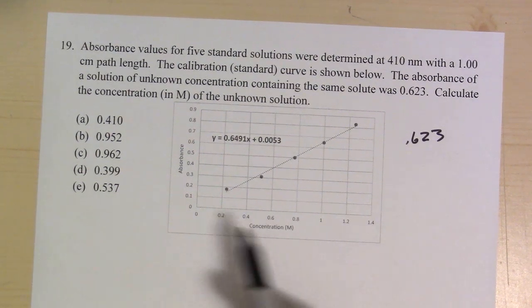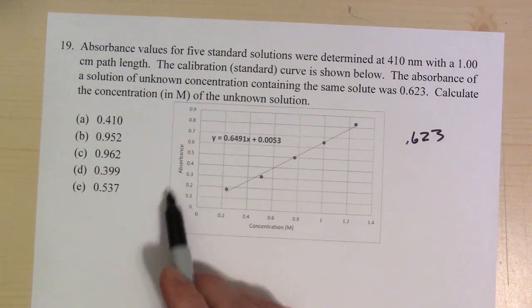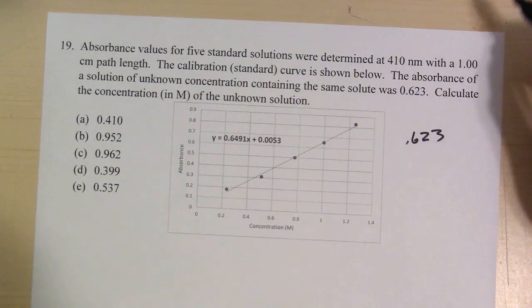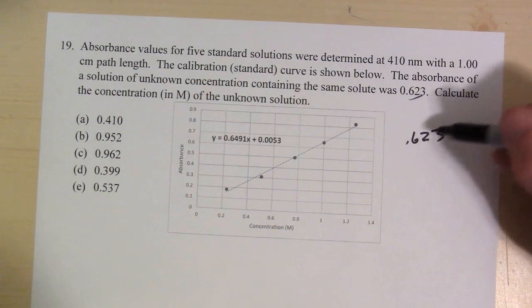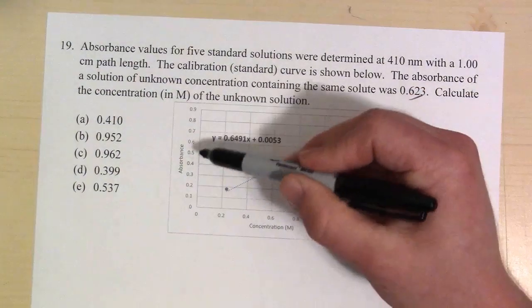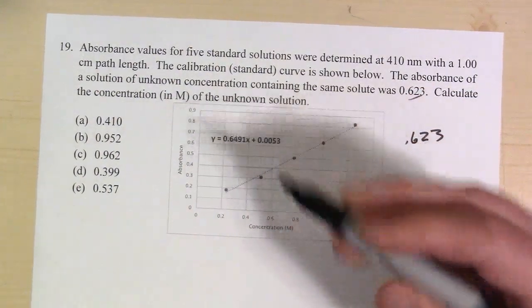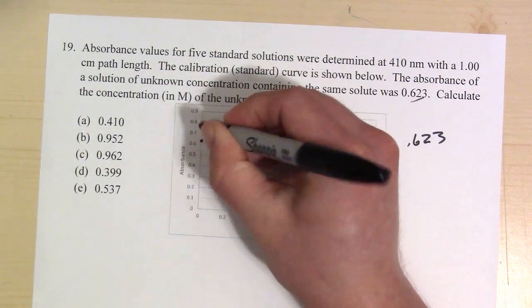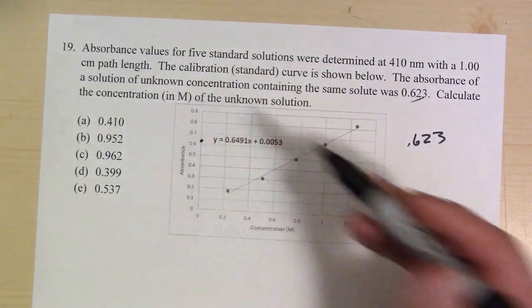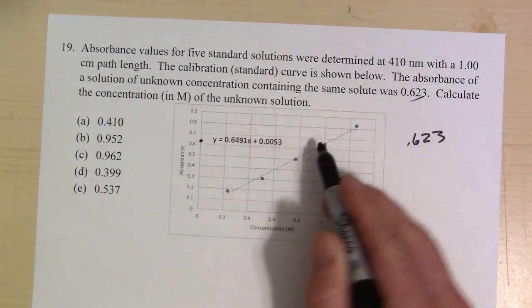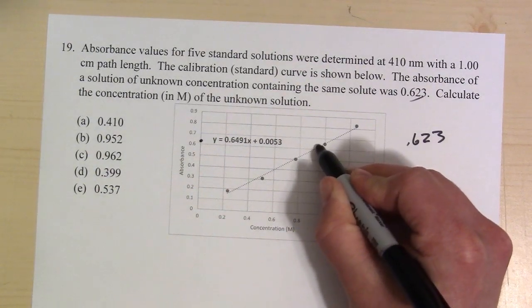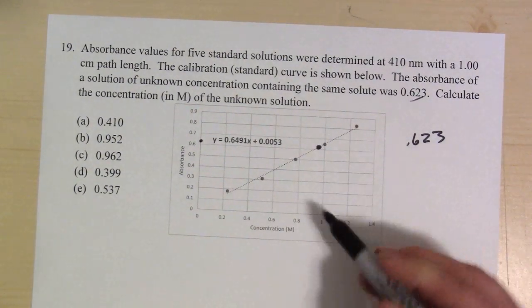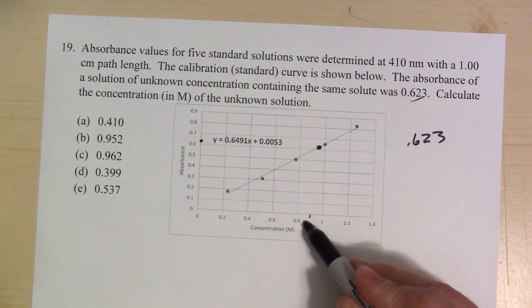So we have absorbance on the y-axis, concentration on the x-axis. We know that the absorbance is 0.623, so that's going to be somewhere along our y-axis here. So 0.623 is going to be approximately a quarter of the way between 0.6 and 0.7. That's going to lead us over here where it intersects with the calibration curve there. So let's say that's 0.9.